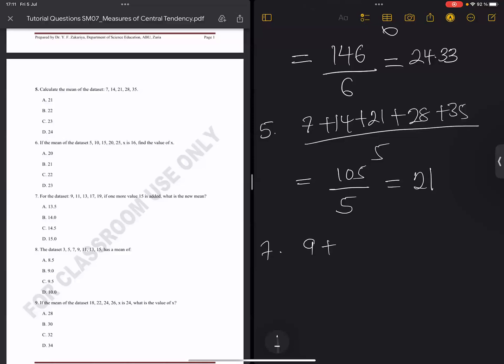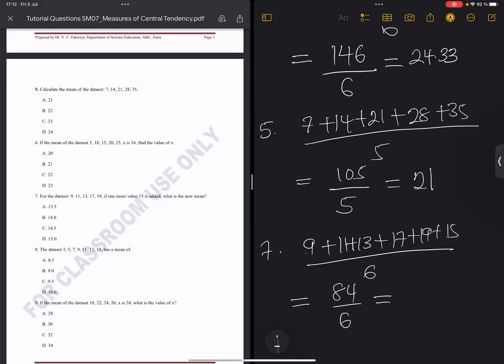So you have 9 plus 11 plus 13 plus 17 plus 19 and plus 15, divided by the number of items, 1, 2, 3, 4, 5, 6. Divided by 6. So now then the addition, please. Kindly work on the addition. From my hand, 9 plus 11 plus 13 plus 17, plus 19, then plus again 15, 84. Thank you very much. Yes, we got 84 divided by 6.